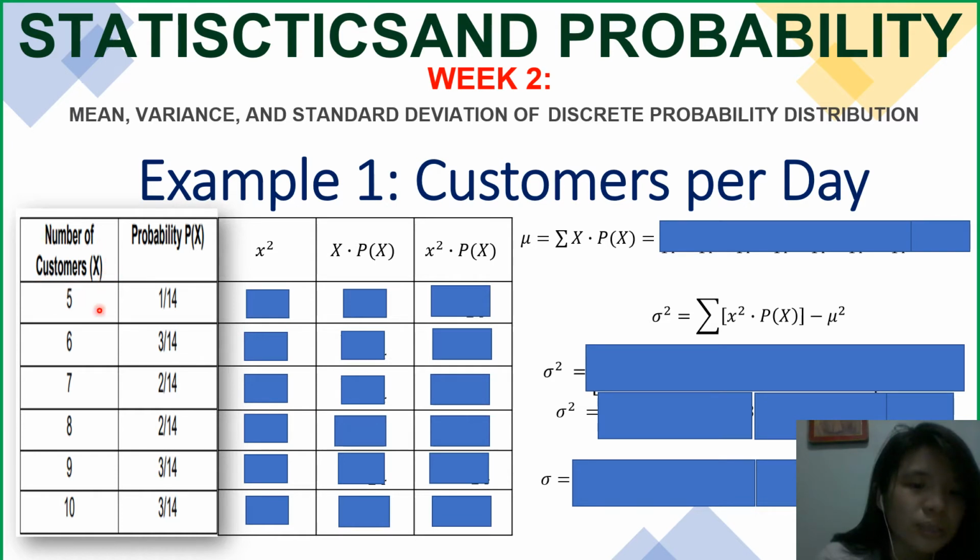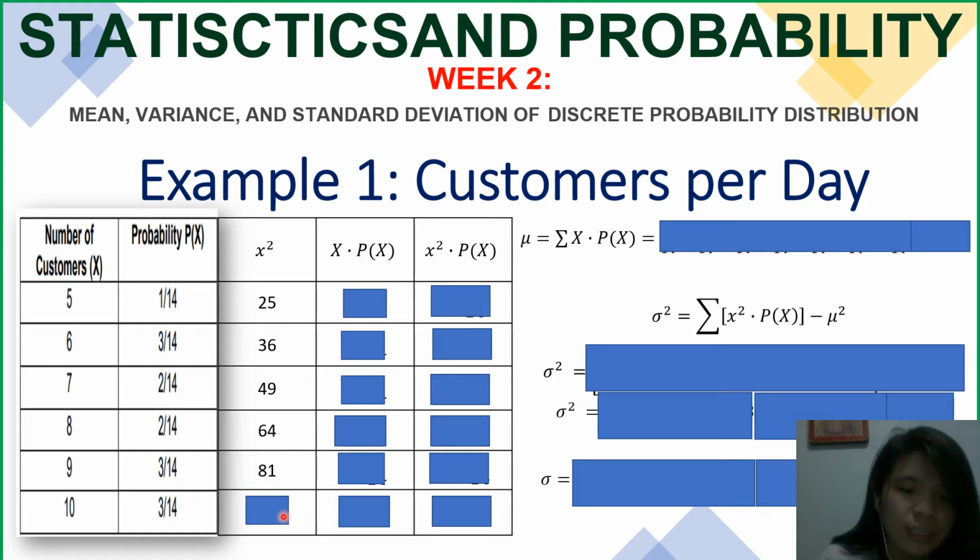So, this is our x. 5 squared is equal to 25. 6 squared is equal to 36. 7 squared is 49. 8 squared is 64. 9 squared is 81. And lastly, 10 squared is 100. So, paano nakuha yun? Basically, x squared means x times x. Therefore, yung 5 natin dito, that is 5 times 5. Kaya naging 25 siya. 6 times 6, kaya naging 36. 7 times 7, kaya naging 49. 8 times 8, kaya naging 64. 9 times 9 is 81. And 10 times 10, that is 100.